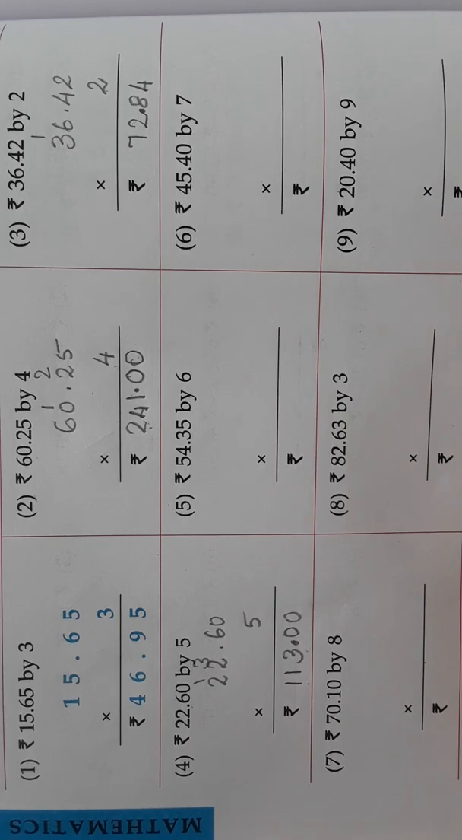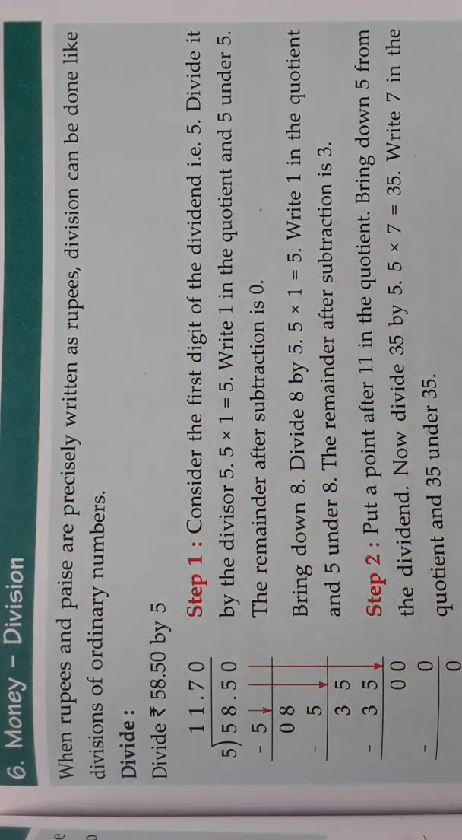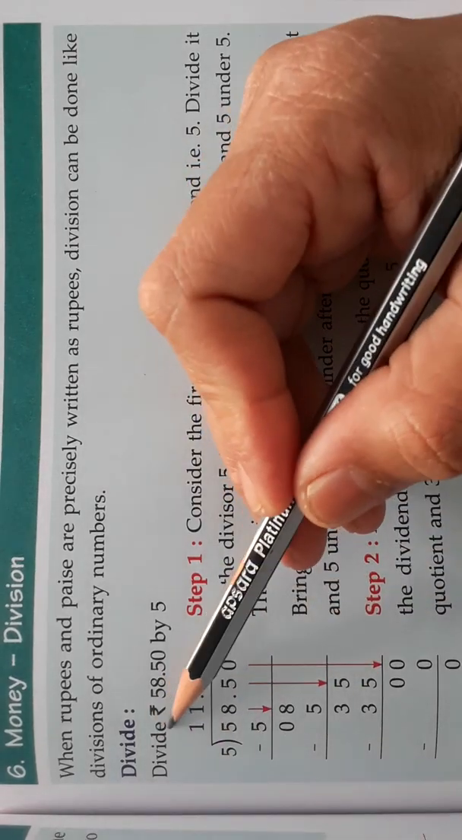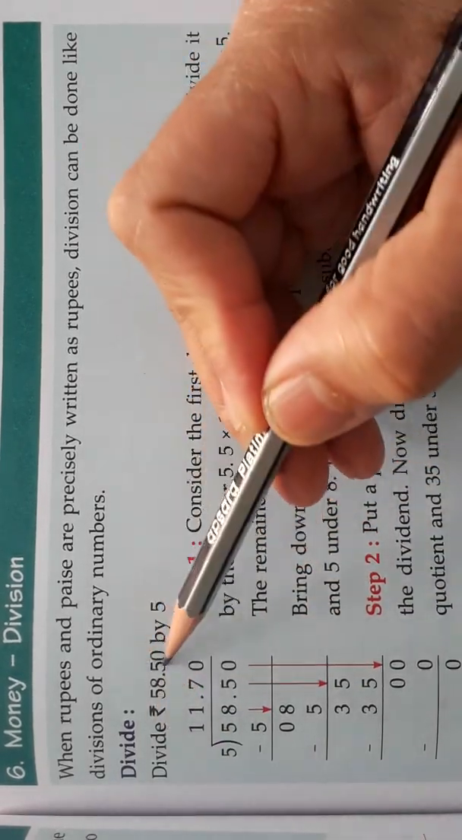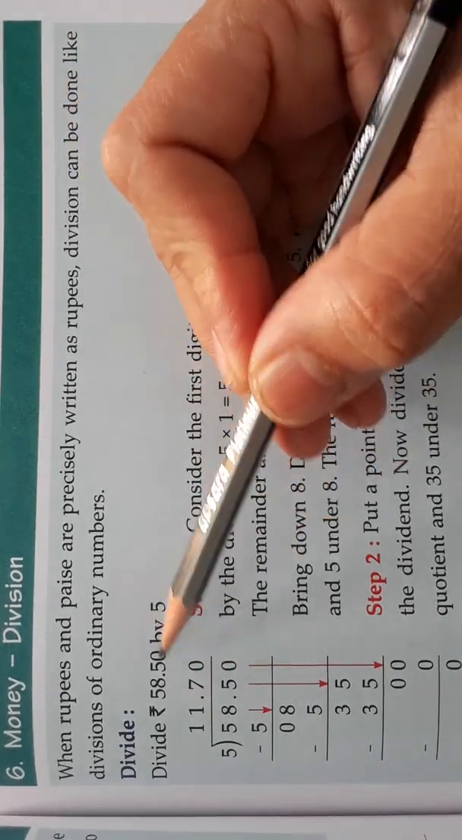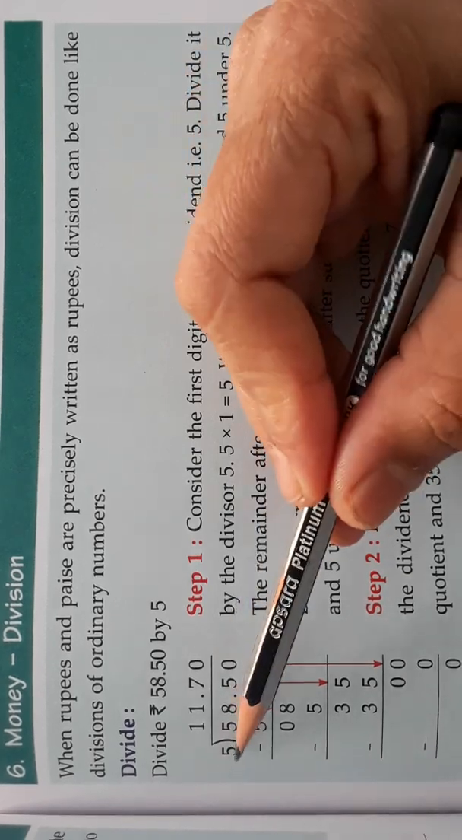Okay, division of money. See, division. Here also, division is like what? Money division is like division of ordinary numbers. Okay, division you saw in your previous grade and all. Yeah, like that only. Okay, come, we'll see. Divide 58 rupees 50 paise by 5. Okay, 58 rupees 50 paise by 5. So write that 58 rupees 50 paise by 5.